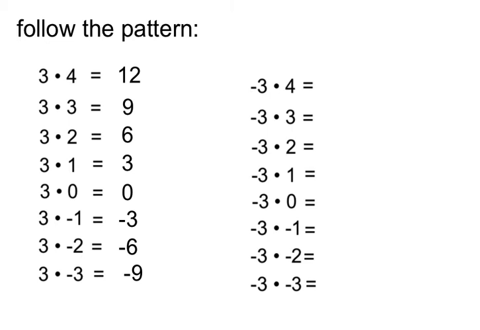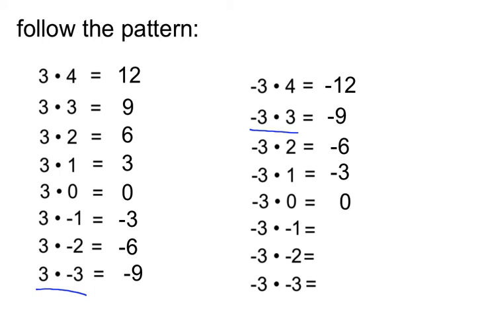Now, let's look at when we start with a negative to begin with. 3 times negative 3 is going to be the same as negative 3 times 3 because multiplication is commutative. So negative 3 times 3 is negative 9. Negative 3 times 4 is negative 12. Negative 3 times 2 is negative 6. Negative 3 times 1 is negative 3. Negative 3 times 0, of course, is going to be 0.